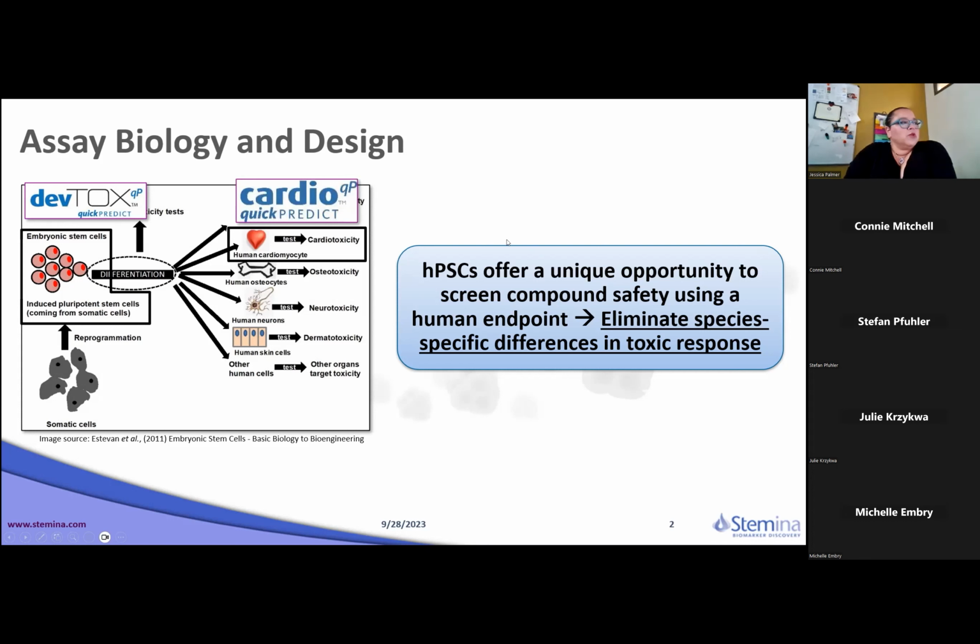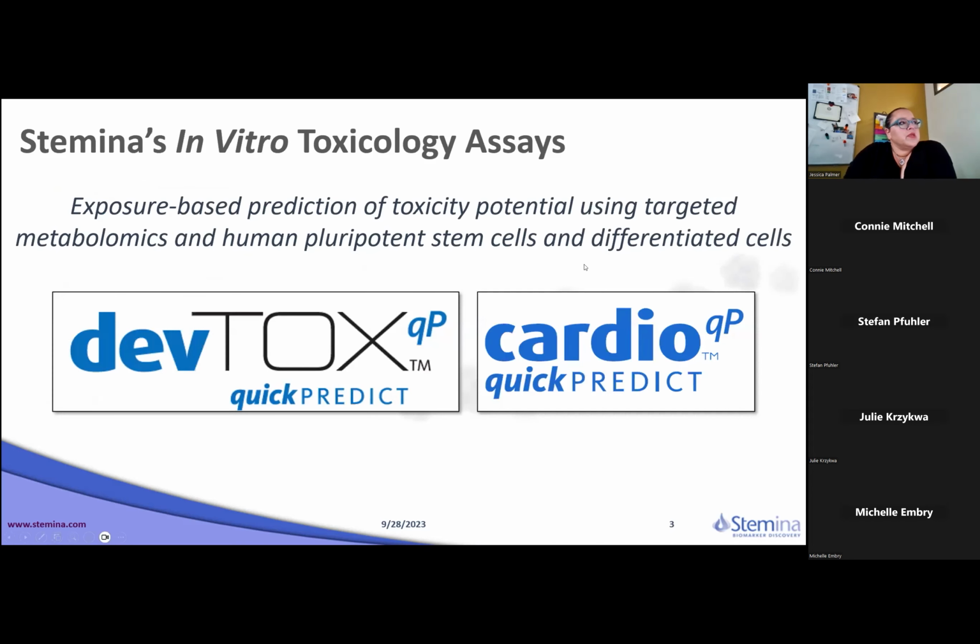And then we also have a cardio assay that looks at using human iPS-derived cardiomyocytes. Keep in mind, as I'm talking, that the idea when we developed our quick predict assays is that we wanted an exposure-based prediction of toxicity, and we use a targeted metabolomics platform. Everything, as we were designing it, was based around the fact that some toxicity is a function of exposure.